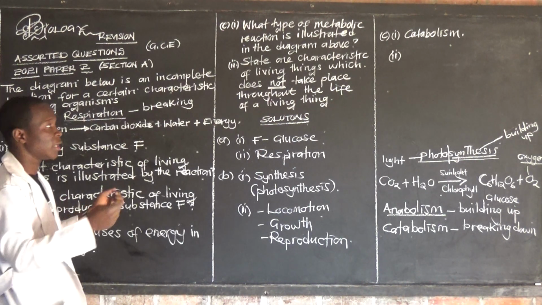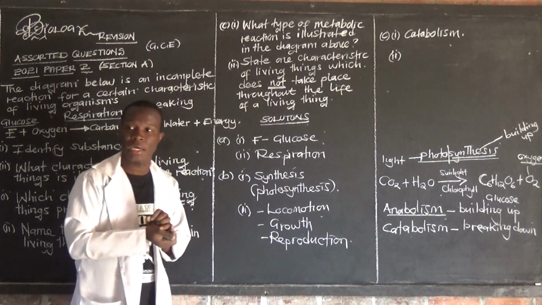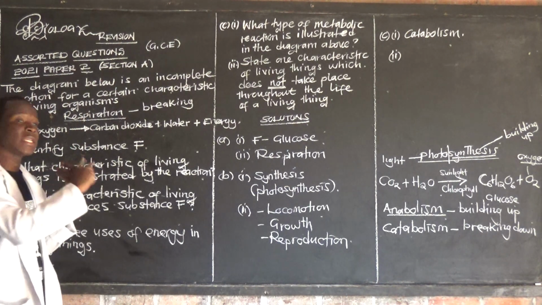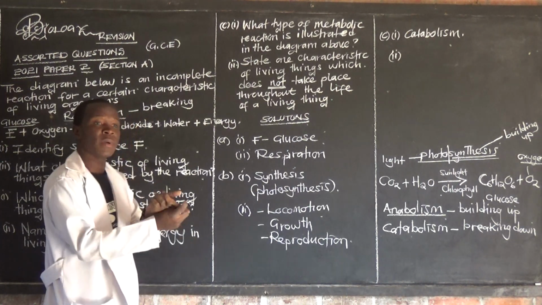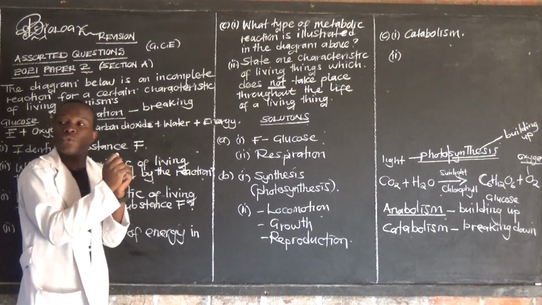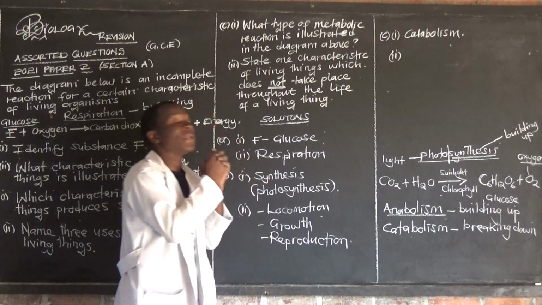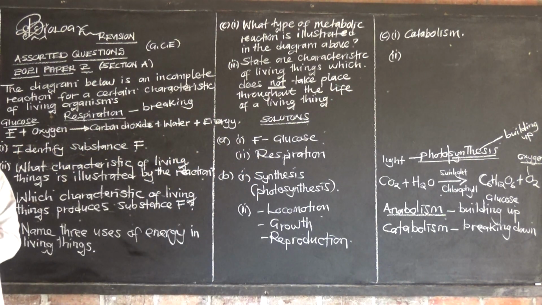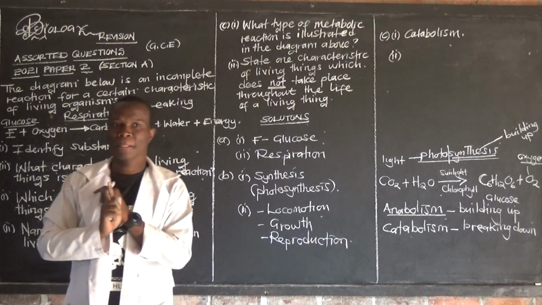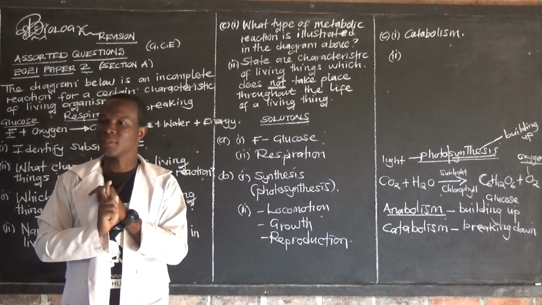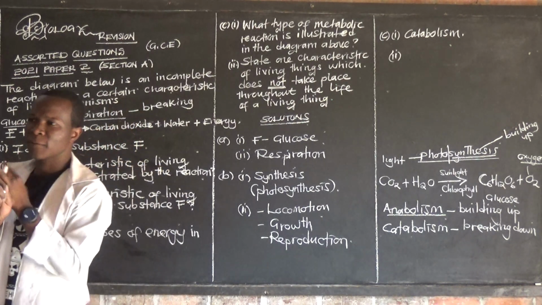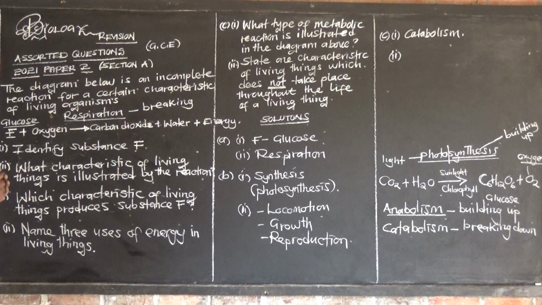Suggestions. We have got a lot of characteristics: growth, nutrition, reproduction, excretion. What else do we have? We have movement or locomotion, photosynthesis, respiration. Now, which one does not take place throughout the life of a living organism? Suggestions, yes? Reproduction. Others? Growth. Others, growth. Okay? First, I'll talk about reproduction.